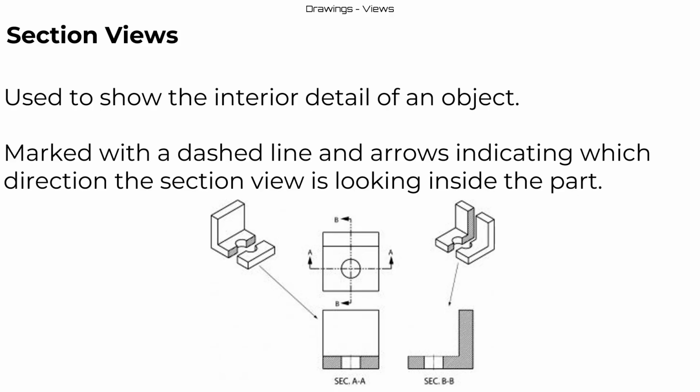Now, what do these arrows mean? Well, the arrows are basically where you're going to be looking from in the section view. So if these two arrows in section A are pointing that way, that means you're going to be facing the wall of the part. But if the arrows are pointing in the opposite direction, you're only going to be seeing the area that's cut and no wall.